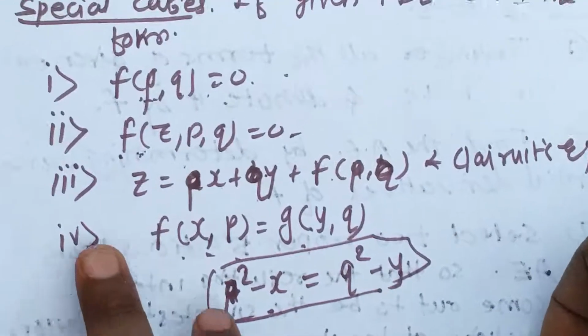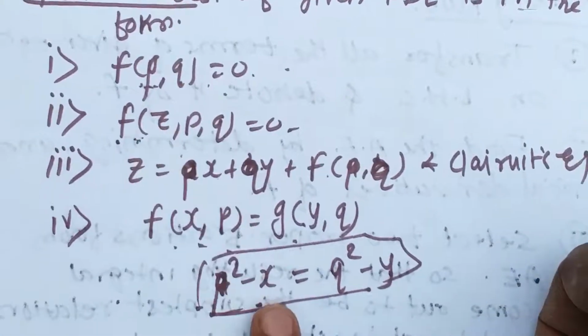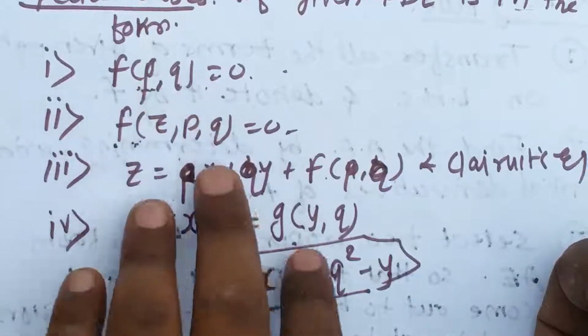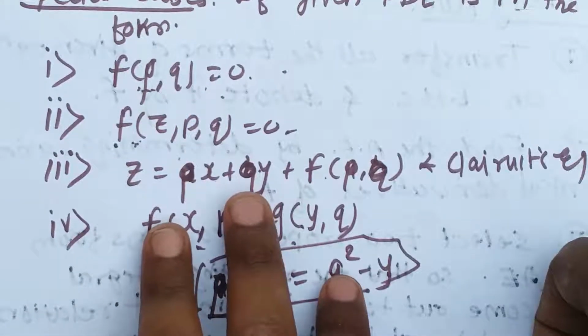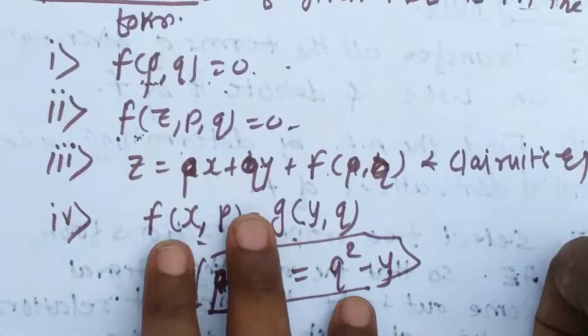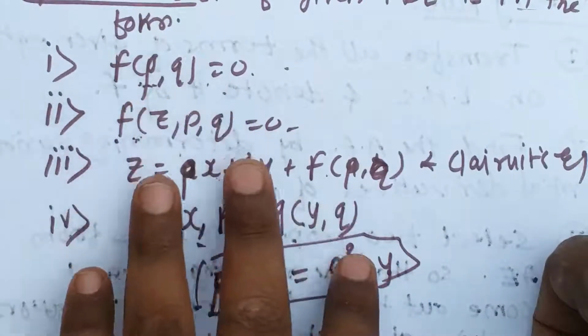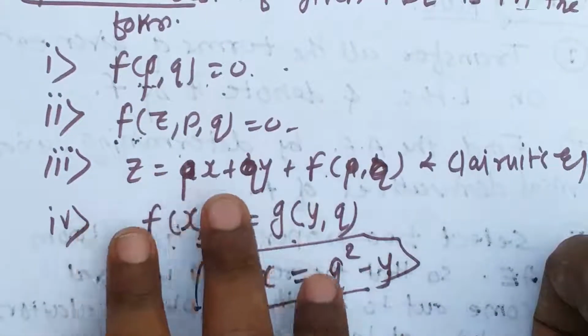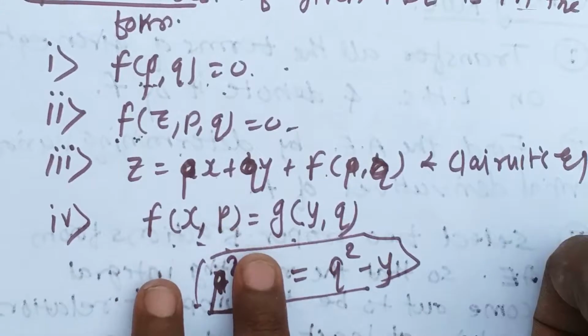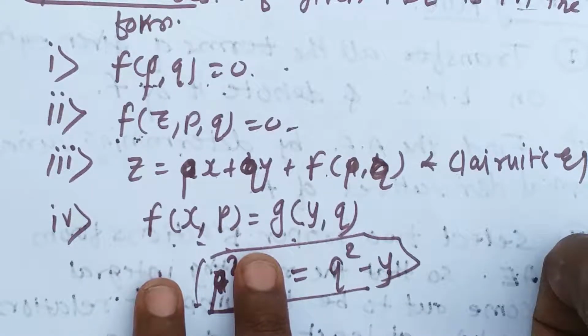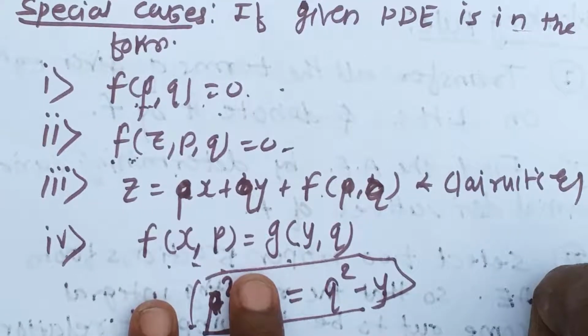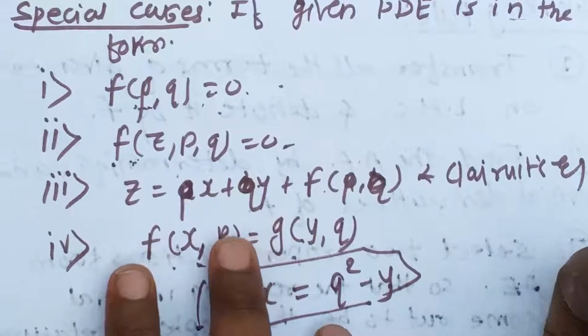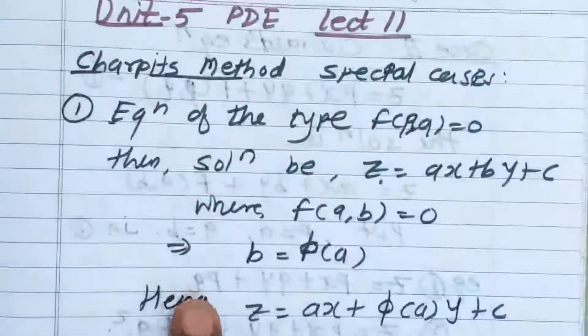One by one, I am going to discuss all four cases in this lecture. A few examples I have solved for you, and some I have left for practice. After the discussion of these four cases, our topic Charpit method will be over, and in the coming lecture we'll start the last topic of unit number 5, that is higher order partial differential equation. So let us start one by one with all four cases.